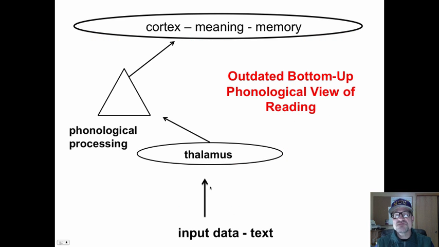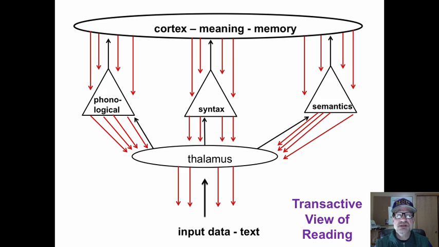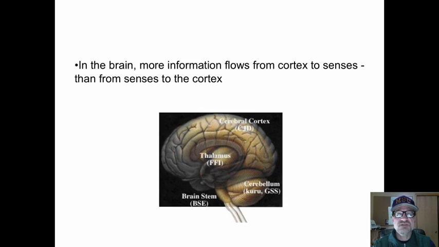The outdated view of reading, the phonological processing model, simply says that there's a one-way flow of information from the text to the phonological processing system and up. This is outdated. It's a not very efficient way of reading as well. In the brain, more information flows from the cortex to the senses than from the senses to the cortex. All right? This is the latest view, the transactive view. Our instruction must reflect that.